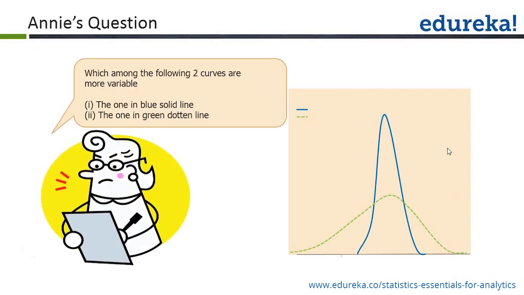Before that, there is a quiz from Annie. Assume that you have got two distributions, and Annie is saying that there is one distribution which is blue in color and is in solid lines. The other distribution is green and is in dotted lines. The question for you guys is which among the following two curves is more variable? Is this distribution more variable in nature, or is this distribution more variable in nature? Here we are talking about how diverging this data is, right? So the answer to this question is green.